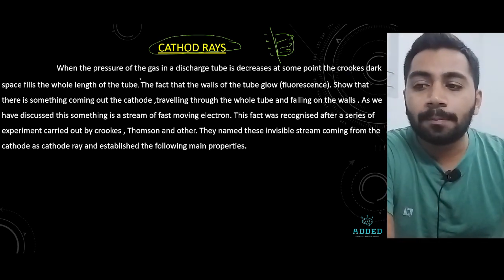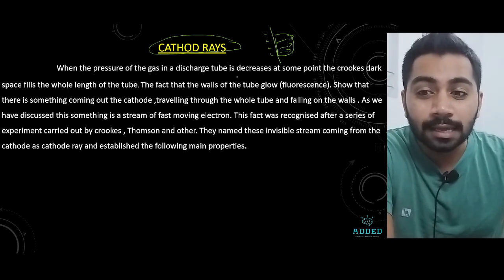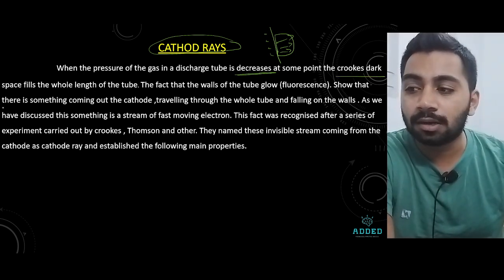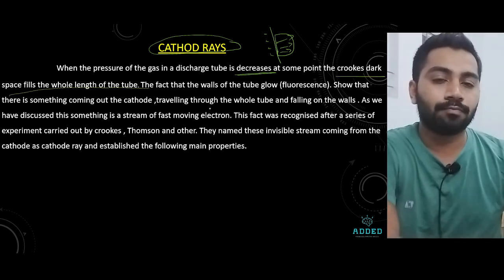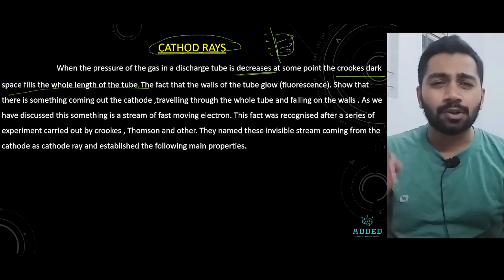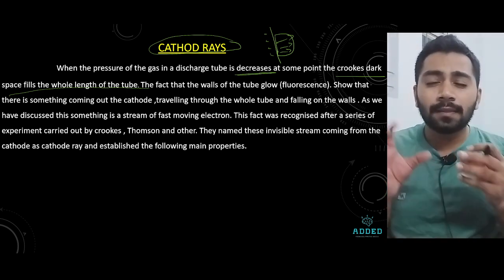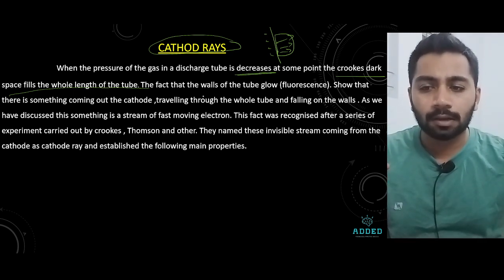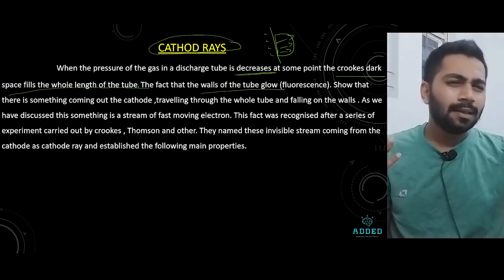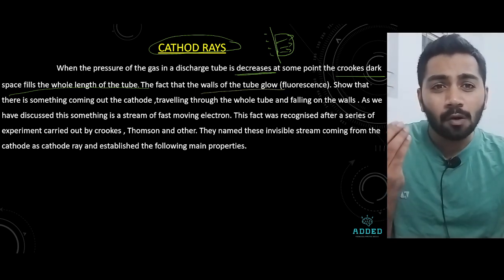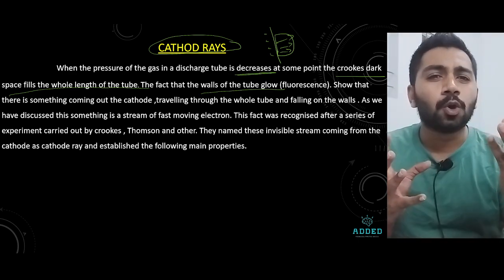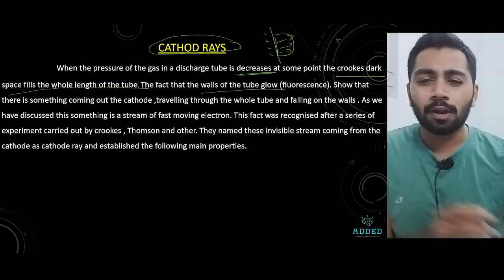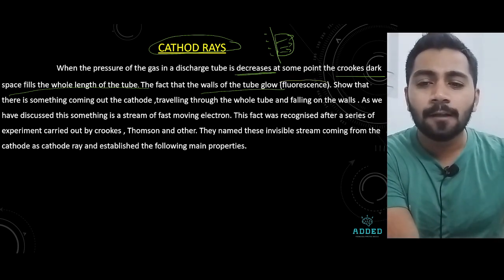Now when the pressure of gas in the discharge tube is decreased, at some point the Crookes dark space fills the whole length of the tube. Very simple. As we already studied, when you decrease the pressure inside the discharge tube, the Crookes dark space fills the whole cylinder. The walls of that tube glow, like your face, and this process we call fluorescence.